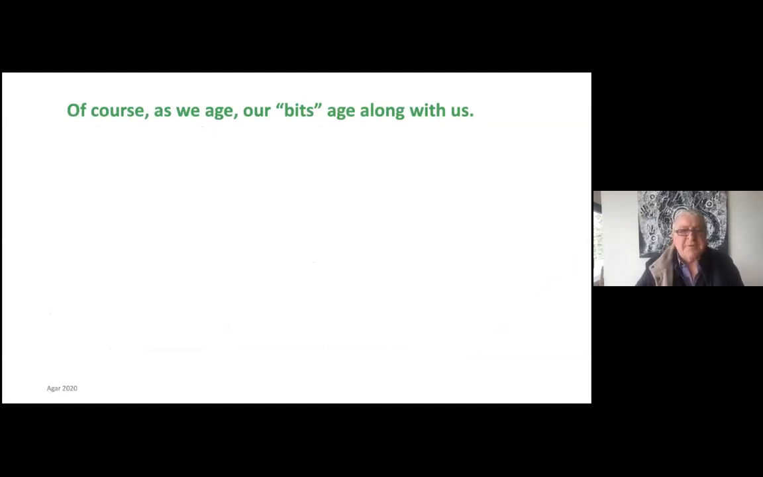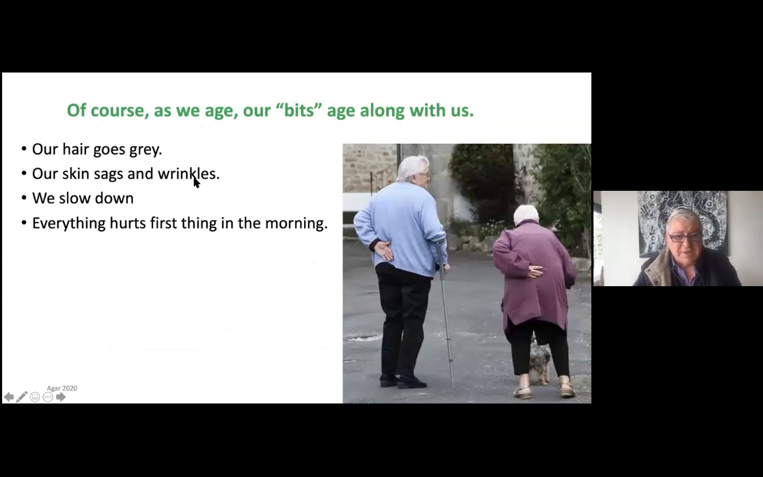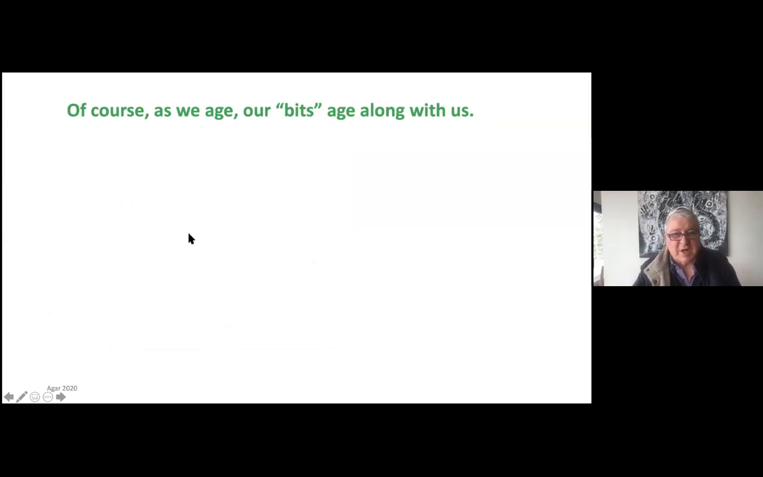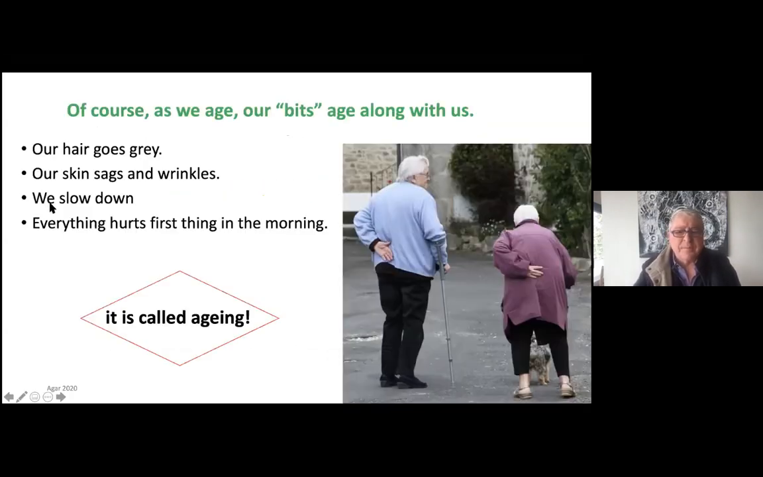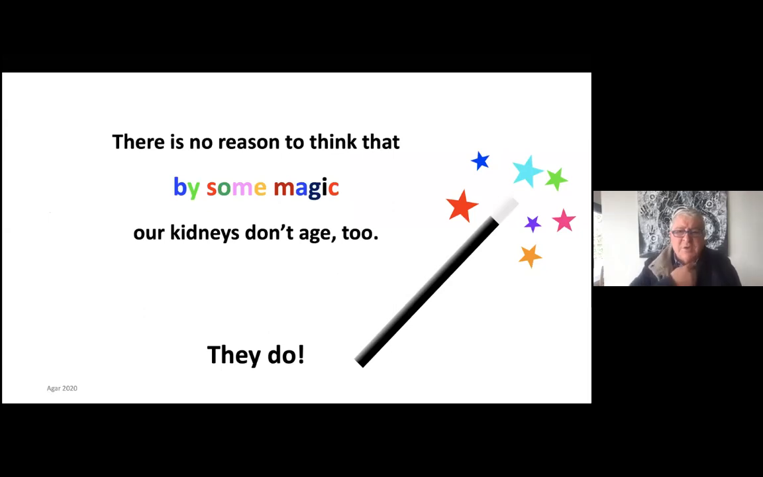This is something we forget. I'm certainly not forgetting it now, because as we age, our bits all age along with us. Our hair goes gray, our skin sags, we slow down. And most importantly, I find everything hurts when I get up first thing in the morning. It takes me a little bit of time to actually get my joints moving again as we go through the day. And this is a process called aging. We all go through that. I don't know why this is flicking about. Sorry about that. There is no reason to think that by some magic, our kidneys don't age too, because they do.